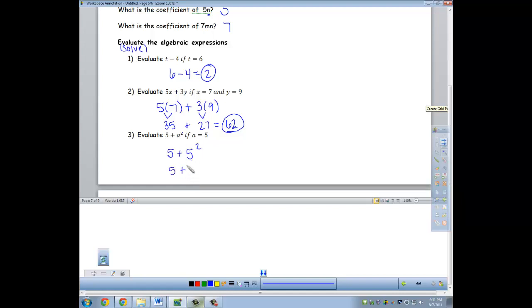So we have 5 plus 5 squared. The next word is simplify. Simplify means to perform all possible operations. We will do a lot with this throughout the year. The most important thing you need to know about simplifying. Now I'm going to write another example off to the side. So this is example 4.